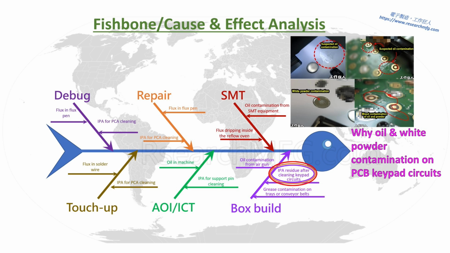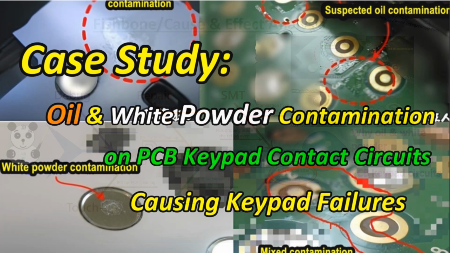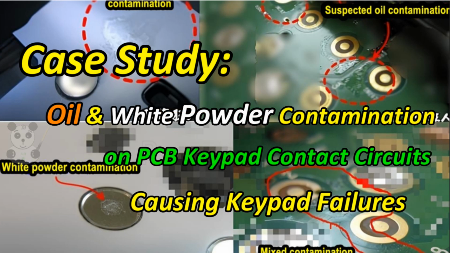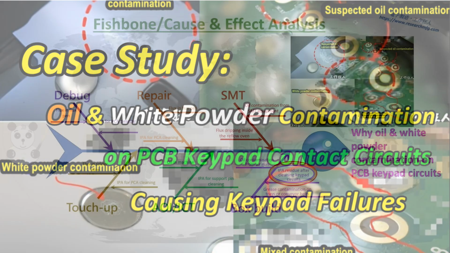If you're interested in this oil contamination case, check out Working Bear's video. The case study, Oil and White Powder Contamination on PCB Keypad Contact Circuits Causing Keypad Failures.